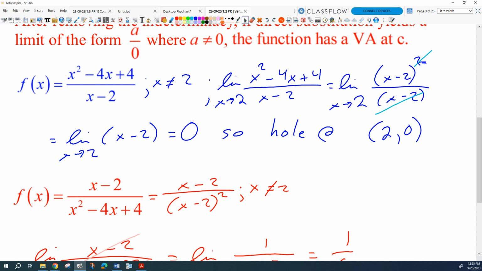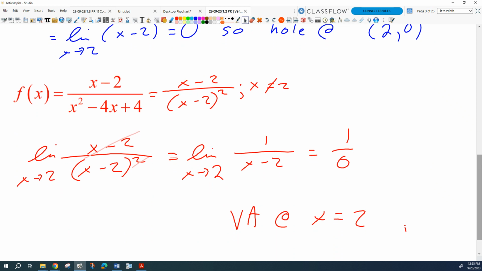Okay. Look at this one, similar. Again, if I try to evaluate this limit directly at 2, I'm going to get 0 over 0. So I've got to factor and cancel. I factor the denominator, I cancel a factor of x minus 2. Now I'm left with 1 over x minus 2. When I evaluate that limit, I get 1 over 0, vertical asymptote. Make sense? Okay.